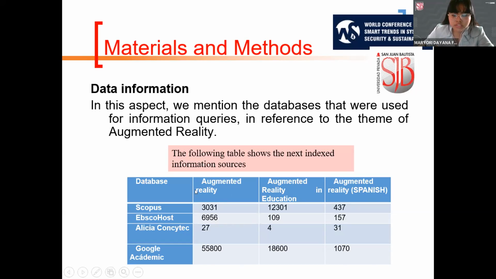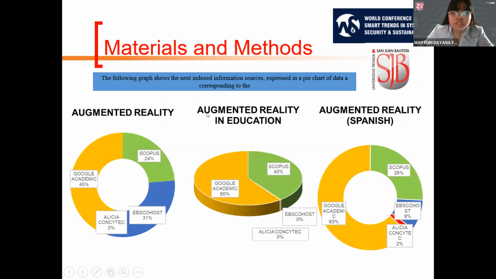And Google Academic: augmented reality in English 55,800, augmented reality in education 18,600, augmented reality in Spanish 1,070. The following graph shows the index information sources expressed in a pie chart of data corresponding to augmented reality. Google Academic 45%, Scopus 24%, Alicia Concytec 0%, EBSCOhost 31%, and augmented reality in education, Google Academic 60%, Scopus 14%, EBSCOhost and Alicia Concytec 0%. Augmented reality in Spanish, Google Académico 63%, Scopus 26%, EBSCOhost 9%, and Alicia Concytec 2%.